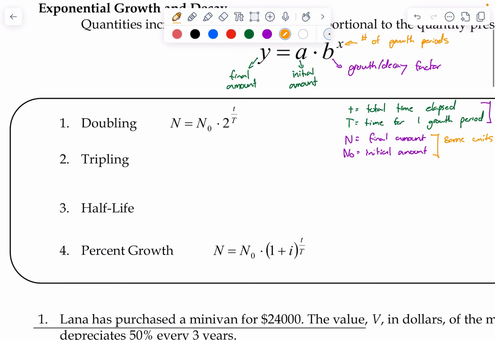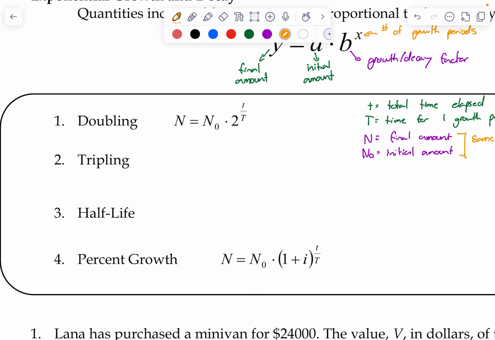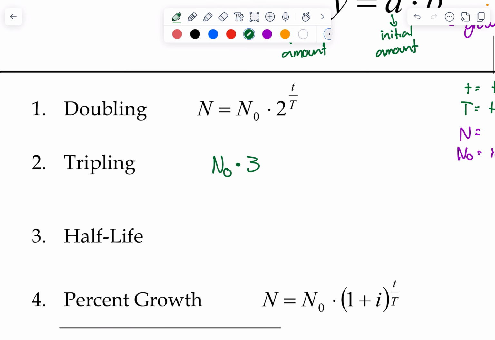Well, let's just use the same logic to create a tripling one. I'm going to have some initial amount, and what I'm telling you is that you're going to triple it, so you're going to multiply it by 3. How many times am I multiplying it by 3? Well, how long do you want me to run the experiment for? And then how often am I applying a tripling? That's the big T. And then once you know those values, that's just going to be equal to whatever the final amount is, however long this experiment ran for.